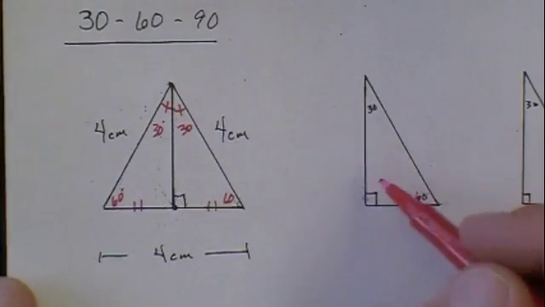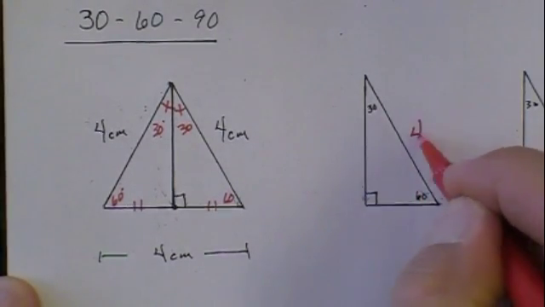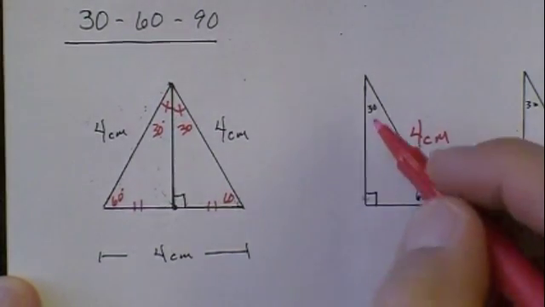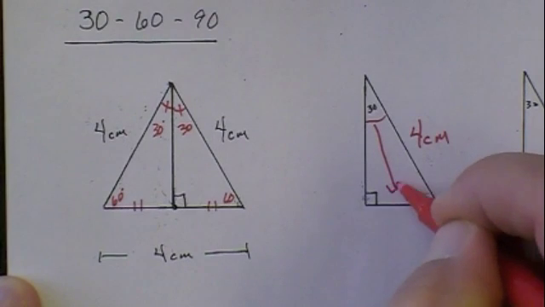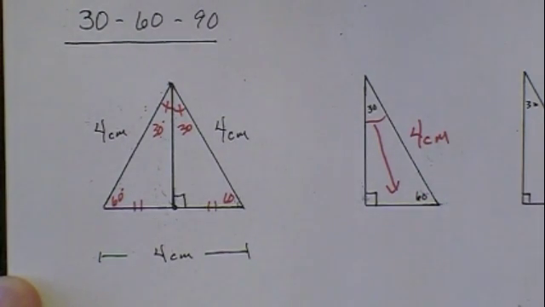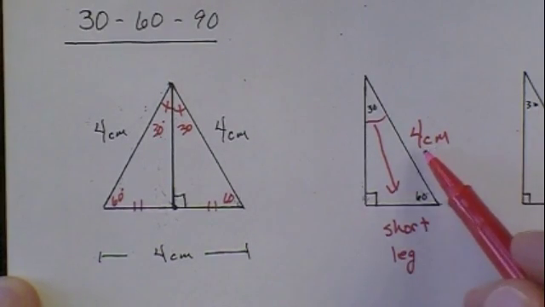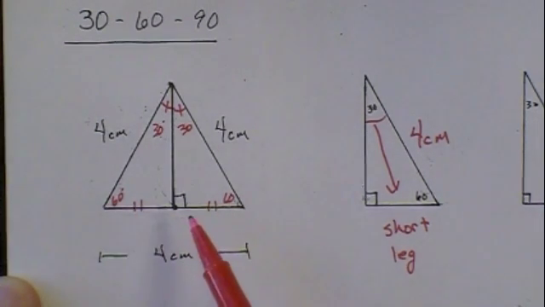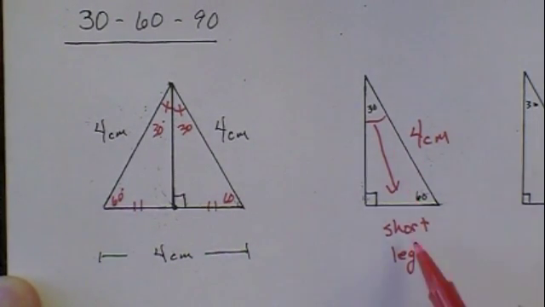Now with that 30, 60, 90 triangle, here we have the hypotenuse, which is 4 centimeters, which means that the side opposite the 30 degree angle, which we're going to call the short leg, will always be half of the hypotenuse. And we can see why when we look back at our equilateral triangle. The short leg is always half the hypotenuse, so it's going to be 2 centimeters.